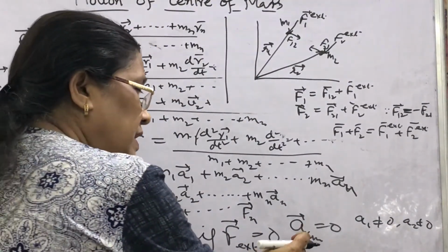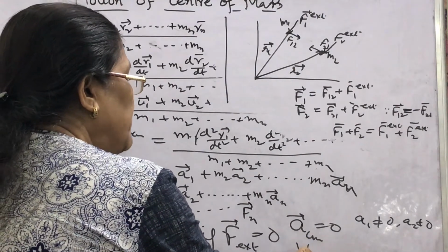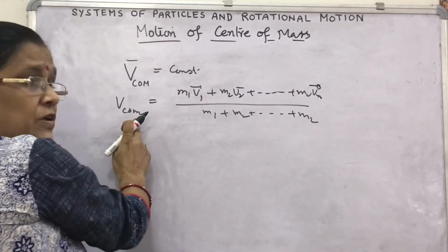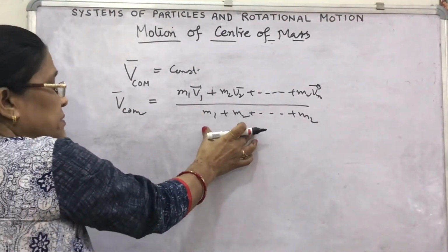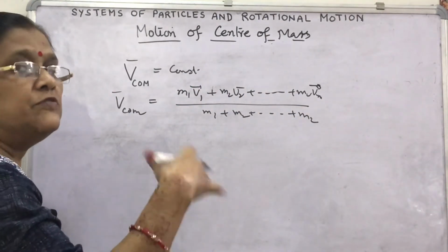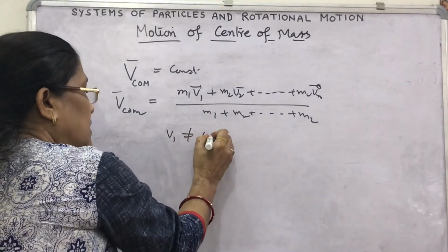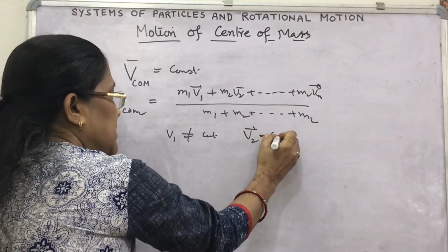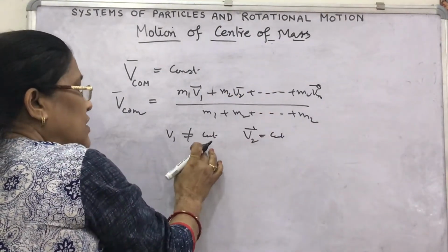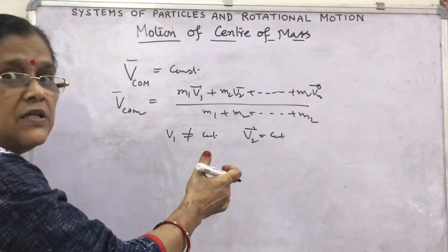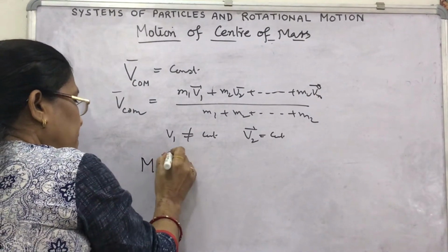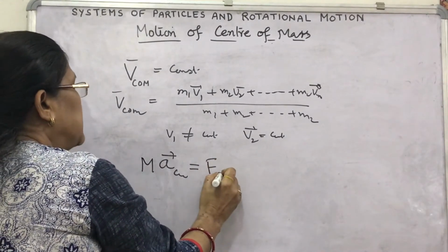Again, if the acceleration of center of mass is zero, what does it mean? Velocity of center of mass is constant, given by this expression. Does it mean that the individual particles' velocity is also constant? No. Individual particles' velocity may have any value, and the vector sum of the velocities in this expression, v1, v2, will be constant, not the individual one. You will see this in the numerical examples.